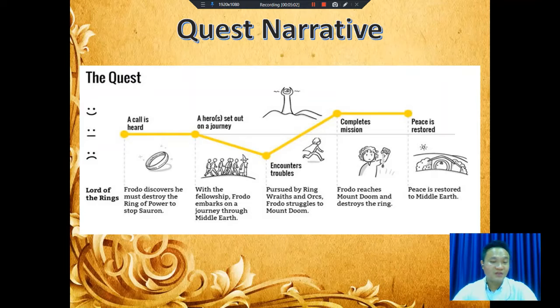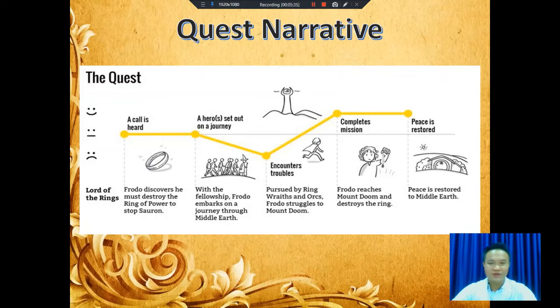Here you can see in the beginning, Frodo heard his calling, and he must destroy the Ring of Power to stop Sauron. So it begins the journey with his friends and the wizard, and then along the way, what are the troubles they encounter, and how did he complete the mission, and finally peace is restored. So in this plot, we can see that this type is what we call a quest narrative.